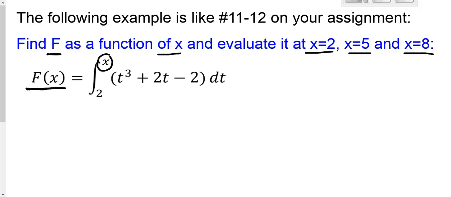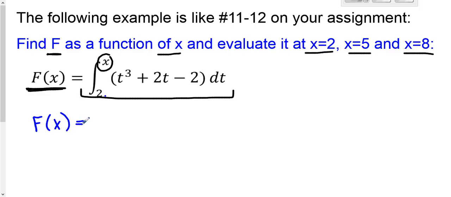So to find f of x, they've already given us this. We need to find the integral. So even though this is 2 to x, we don't have the derivative. We're not finding f prime of x. So we can't use that theorem that we talked about at the end of the day yesterday. So what we need to do, f of x, we need to evaluate this.